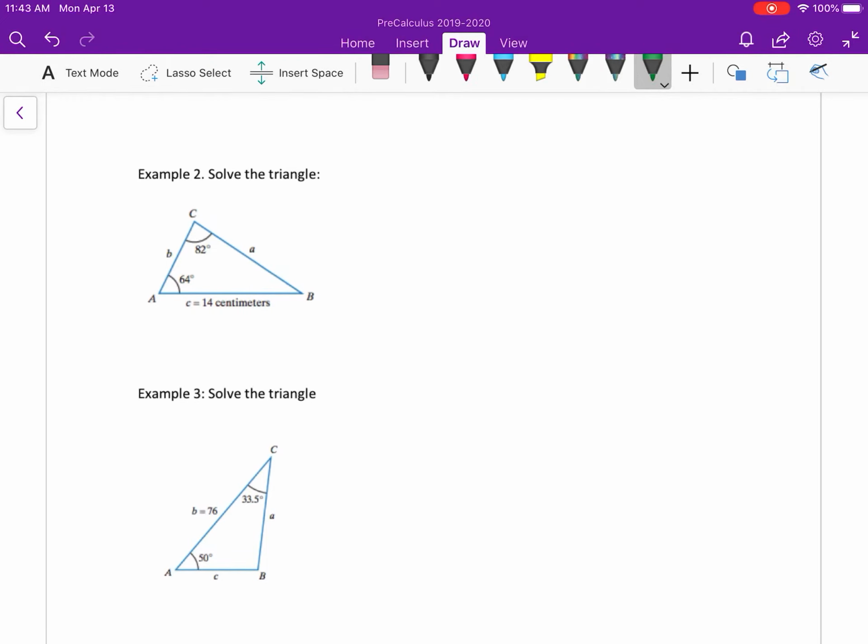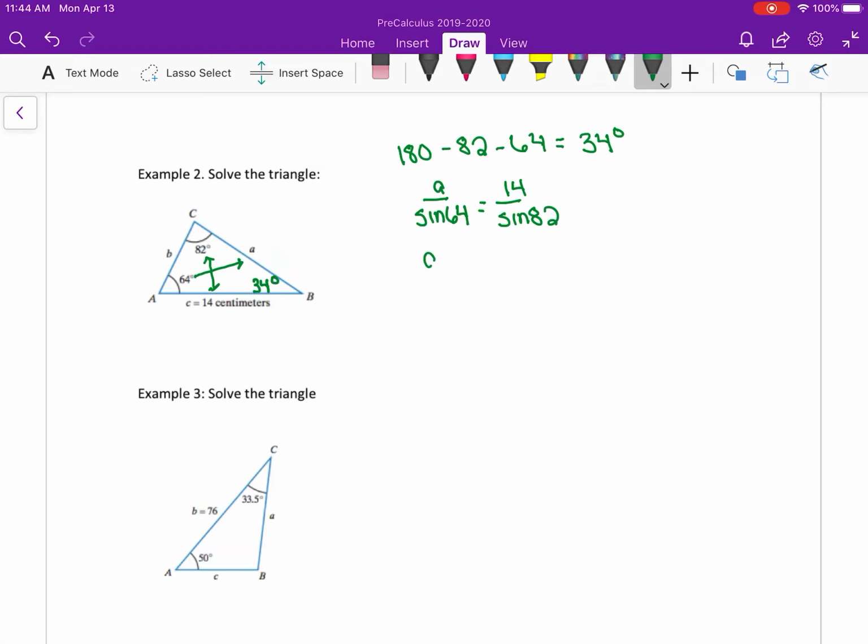All right, so on to the next one. We have a new triangle, similar to our last problem. We have angle C and side C. We can find this missing angle B by just taking 180 minus 82 minus 64, and we end up with 34 degrees. So we know that angle B is 34 degrees. And then we know that we have an angle here, and we need side A. So you can set up your ratio any way you like. A over sine 64 equals 14 centimeters over sine 82. So it's just whatever is across from it is how you're setting up these ratios.